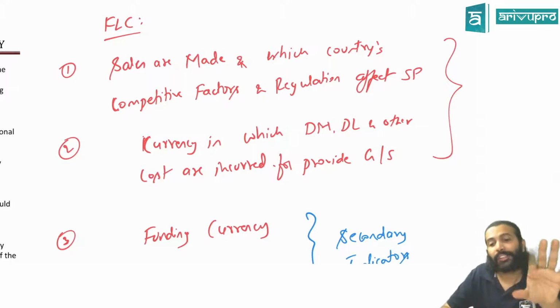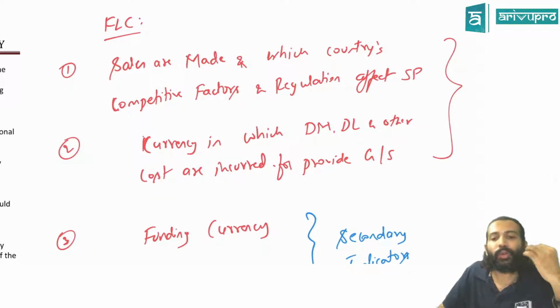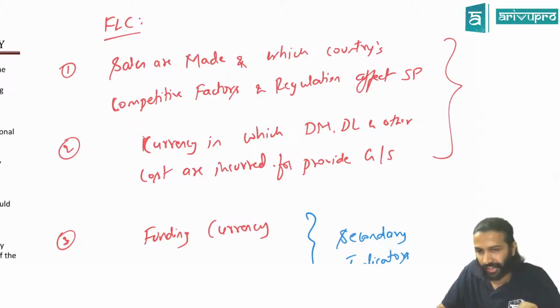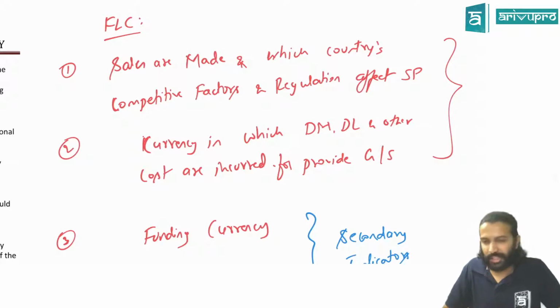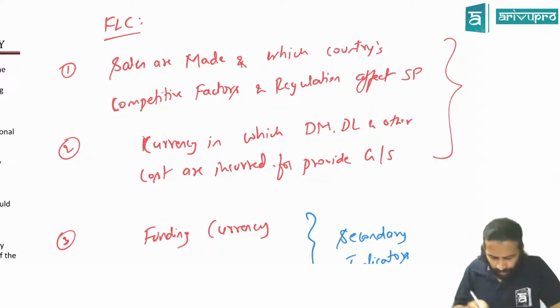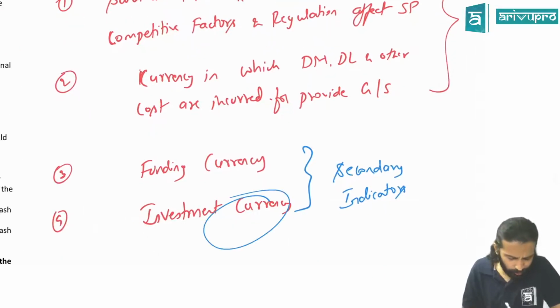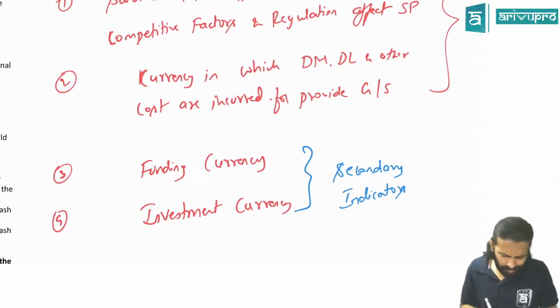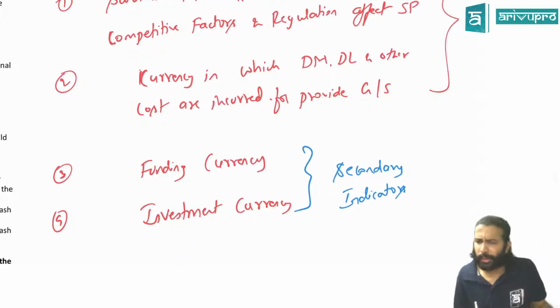Second, check in which currency you are incurring the cost to give the goods or service, like material, labor and other costs. Those 2 are primary indicators. Then we have 2 secondary indicators. That is, in which currency are you raising the finance, and in which currency are you making the investment, or rather, in which currency are you retaining the receipts? Retaining the receipts means investment only, in a way. If you put it in a bank deposit, it's an investment only.